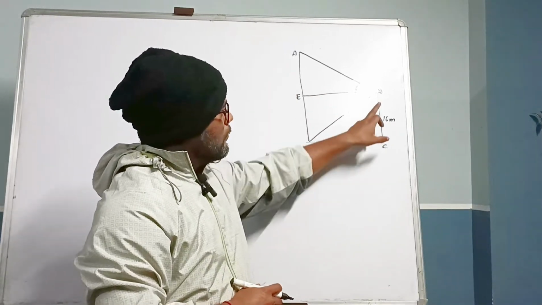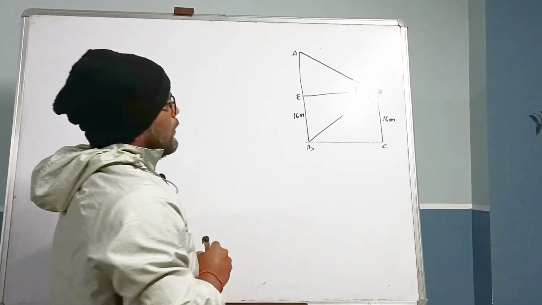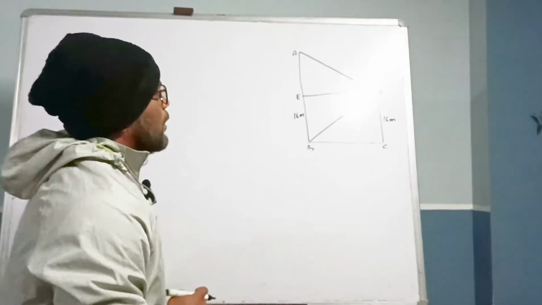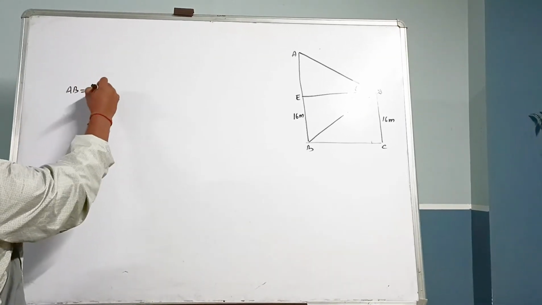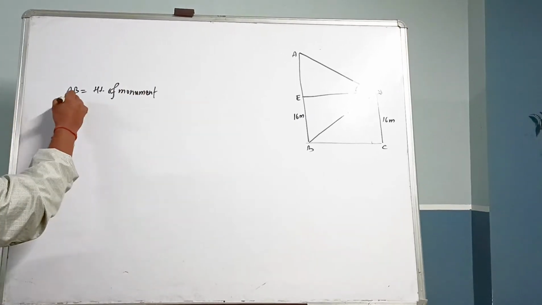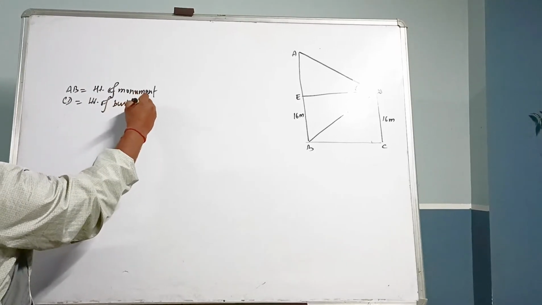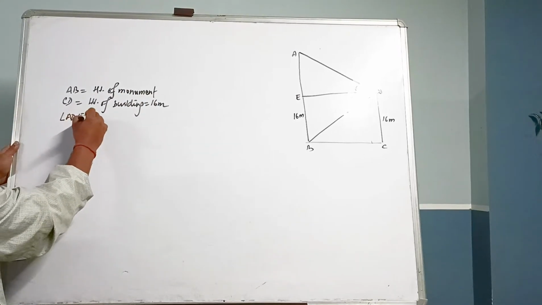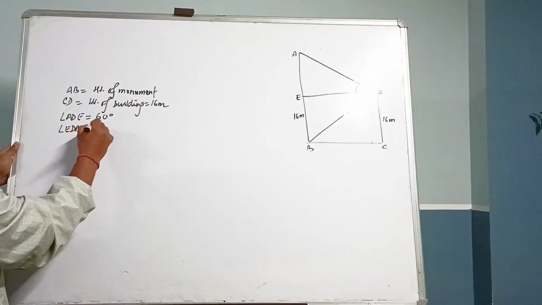Now look here, as per the diagram, CD equals 16. That means the value of EB will also become 16 meter. Clear, students? So AB is the height of the monument, CD is the height of the building, which is 16 meter, angle ADE equals 60 degree, angle of depression EDB equals 30 degree.